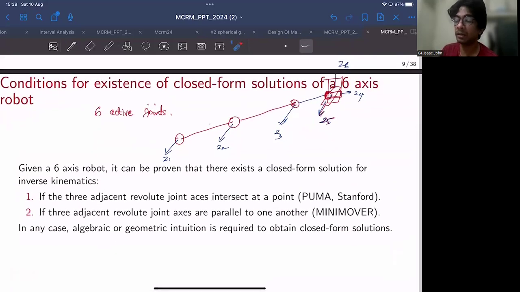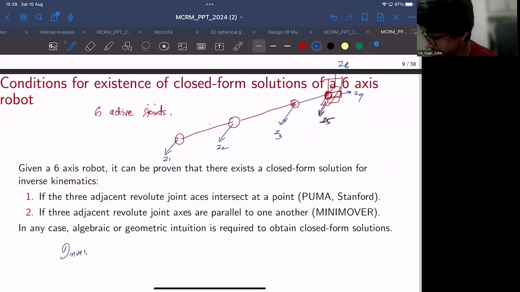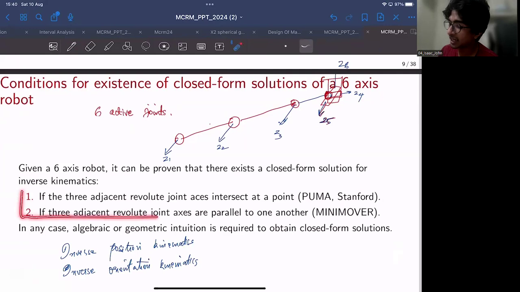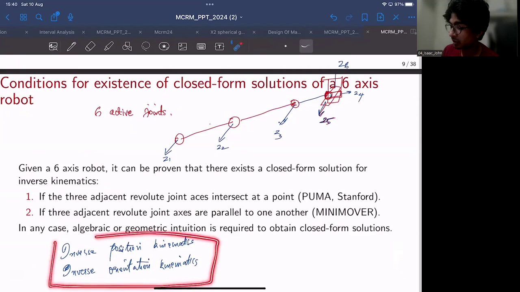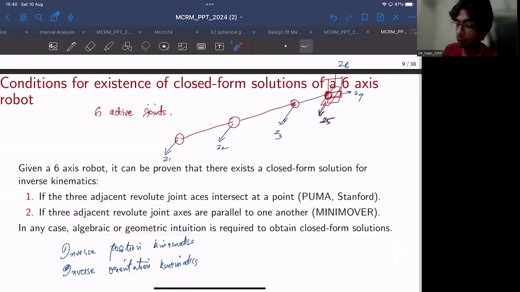So essentially, we can decouple this inverse kinematics problem into inverse position kinematics and inverse orientation kinematics. Typically, if either of these two conditions is satisfied, you can solve the total inverse kinematics problem using these two approaches. You can split the inverse kinematics into inverse position kinematics and inverse orientation kinematics.